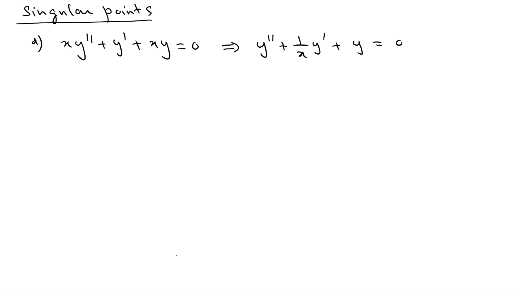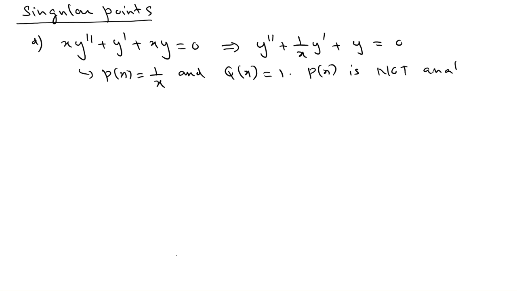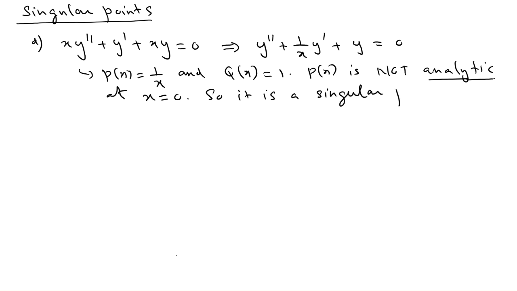In this case you can see the two functions that we need to talk about. The p(x) function is simply 1 over x, and the q(x) function is 1. You can see that p(x) is not analytic at x equals 0, so it is a singular point. Good.